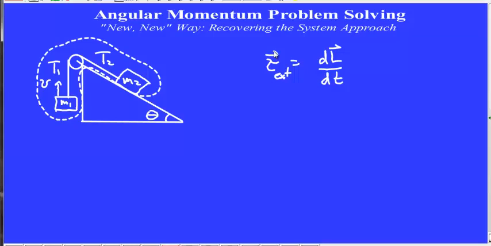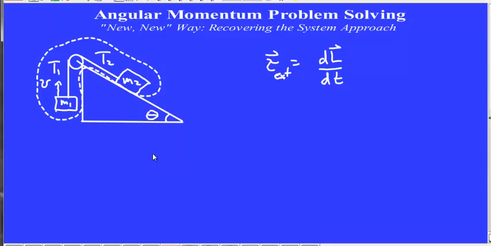We're going to take the following approach. We're going to develop each side of this equation separately and then bring it together. So in other words, we're going to write an expression for the torque, and then we're going to write an expression for the angular momentum, and then take the derivative of that expression, and then combine those two expressions and solve for our unknown. So let's start with the torque.